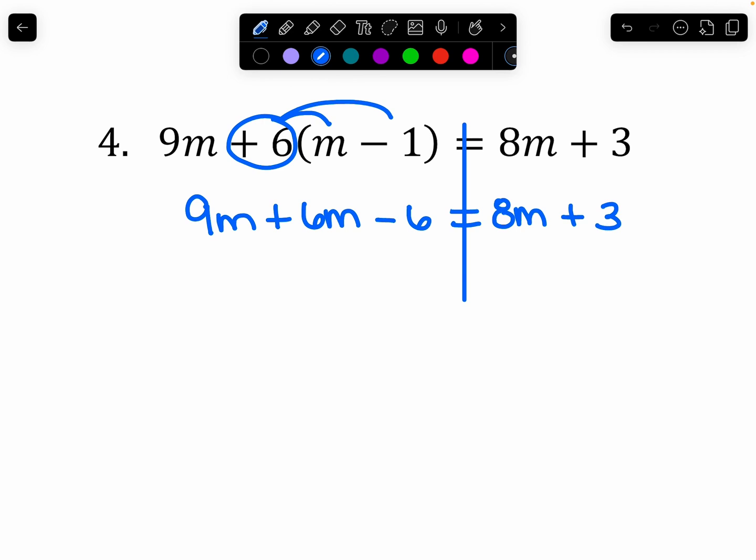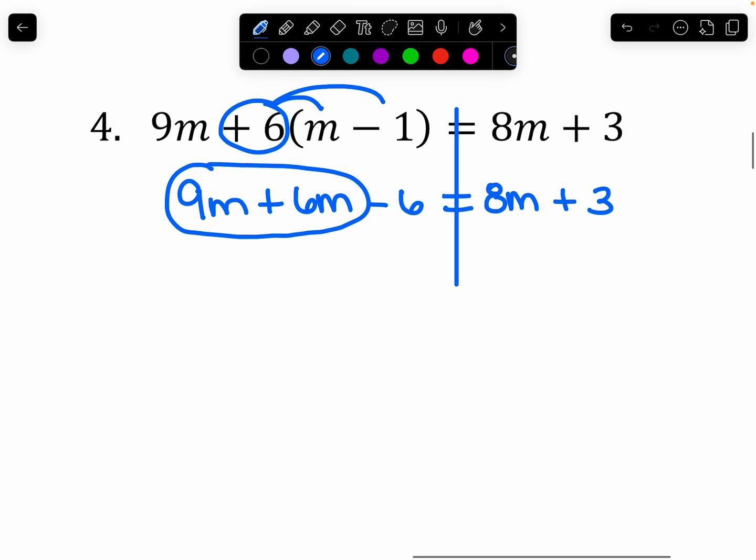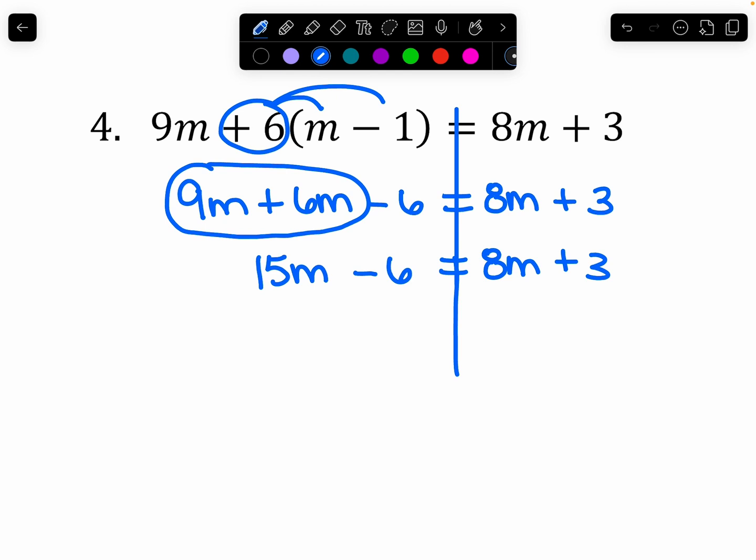Now that I'm here, when I look at the left side of my equal sign, it looks like I can go ahead and combine some like terms, this 9m and this 6m, because they're on the same side of the equal sign. I just want to combine them like they are. 9 plus 6 is 15, so this will be 15m minus 6 equals 8m plus 3. Now I've got an m on the right side and the left side, and I want them together on one side. So I'm going to subtract 8m because, again, it's a positive 8m right now. That'll be 15, 14, 13, 12, 11, 10, 9, 8, 7. That'll be 7m minus 6 equals 3.